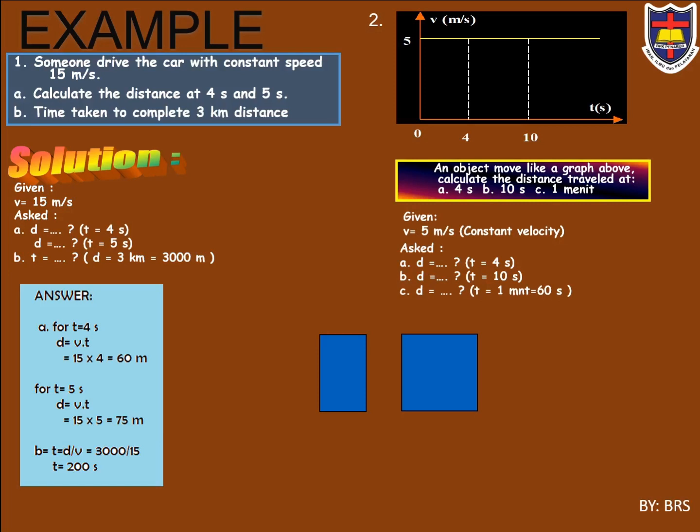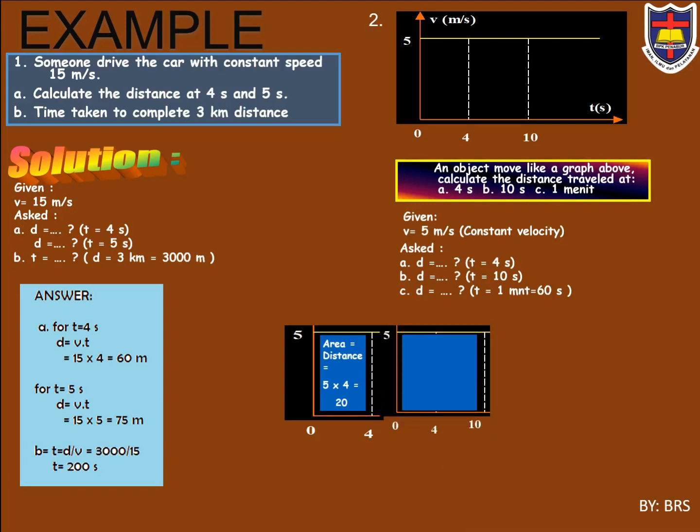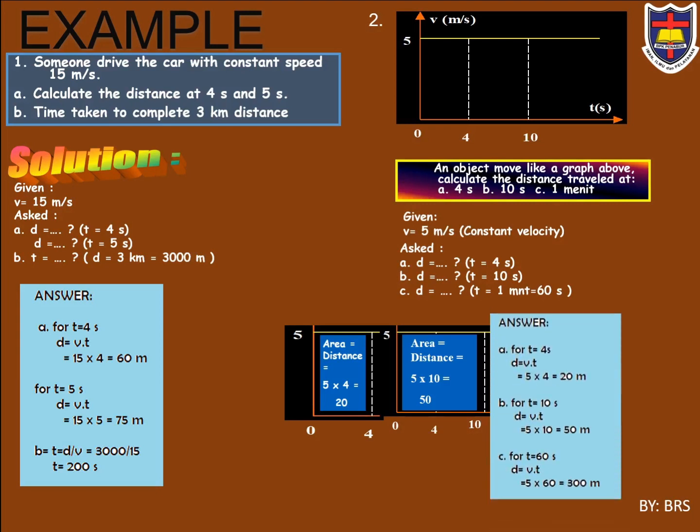Answer A. For time 4 seconds, d equals v times t equals 5 times 4, so the answer is 20 meters. B. For time 10 seconds, d equals v times t equals 5 times 10, so the answer is 50 meters. C. For time 60 seconds, d equals v times t equals 5 times 60, so the answer is 300 meters.